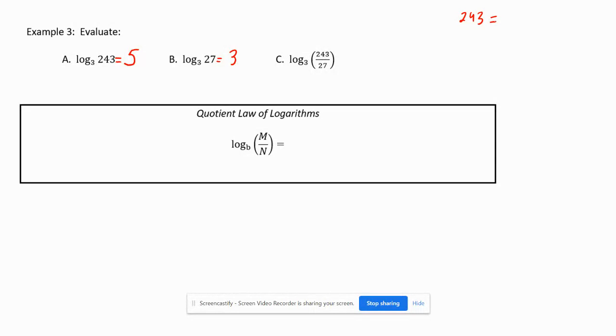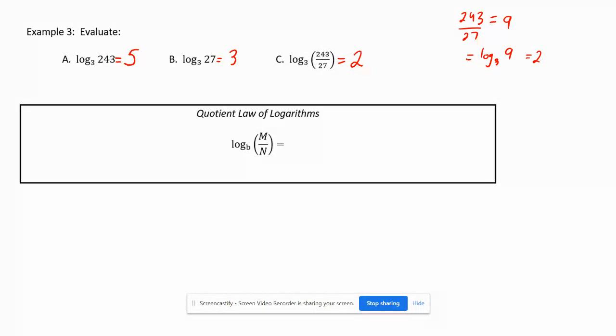Now, off to the side here, 243 over 27 is the same thing as 9. So this is really the same thing as log base 3 of 9, and we know this answer is 2. So that means this answer over here should equal 2 as well. So again, what we're trying to get at is, if we look at these individually, log base 3 of 243 and log base 3 of 27, we get answers of 5 and 3. Well, when we're dividing them like this, we get an answer of 2. So how do you get the number 2 using 5 and 3? The answer is you subtract them. 5 subtract 3 is equal to 2.